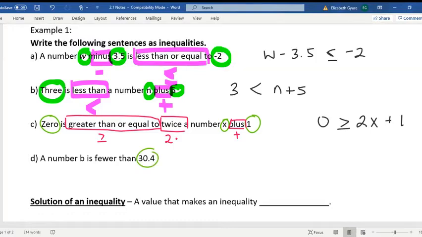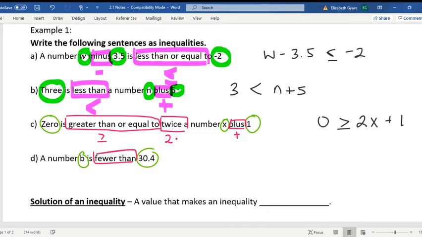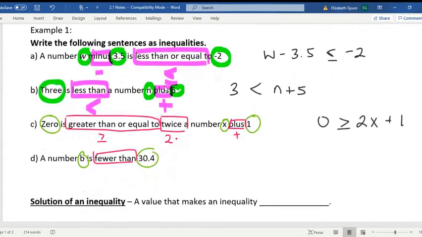Good. Do we also have a variable that's important? B, good. And then Corey, what about math action words? Yeah, fewer than. If you again go up to your chart here, fewer than means you would use the less than symbol. So having that chart handy is very helpful.